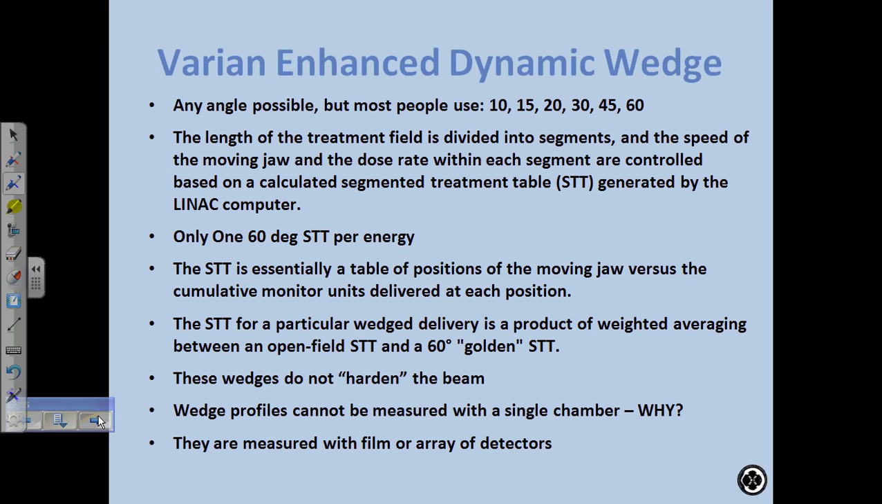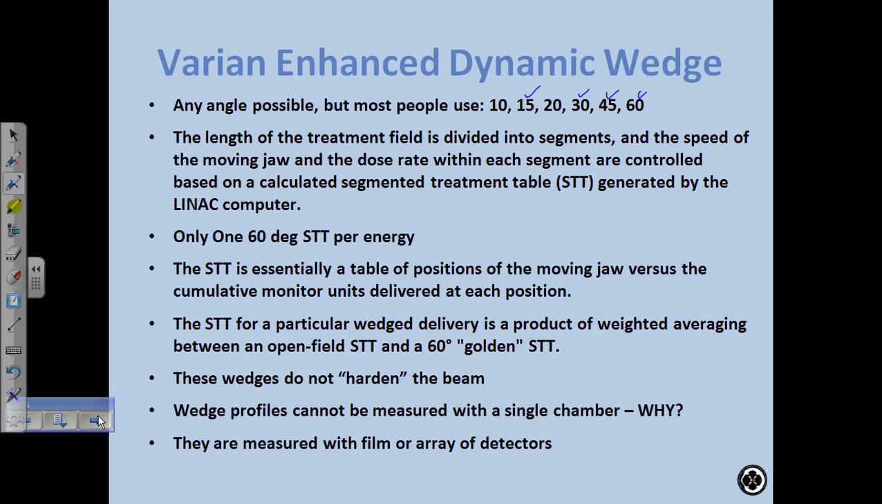Anyway, so Varian enhanced dynamic wedge, the angles possible with Varian are those, 10, 15, 20, 30, 45, 60. How many are possible with hard wedges? Which ones are the options? 15, 30, 45, 60. Yeah. Okay, so you've got two more with enhanced dynamic wedge.